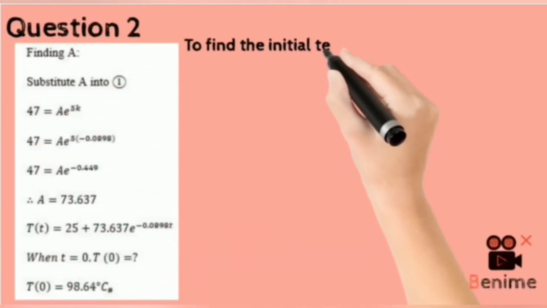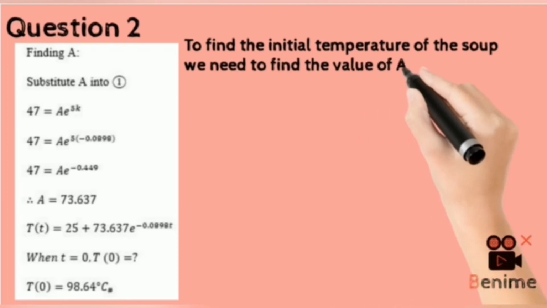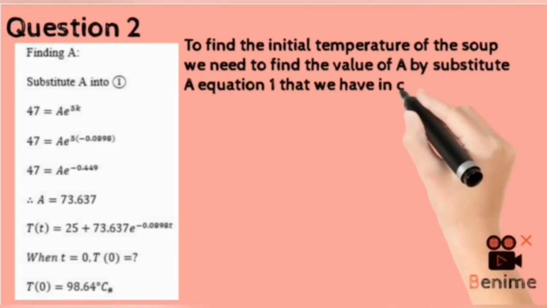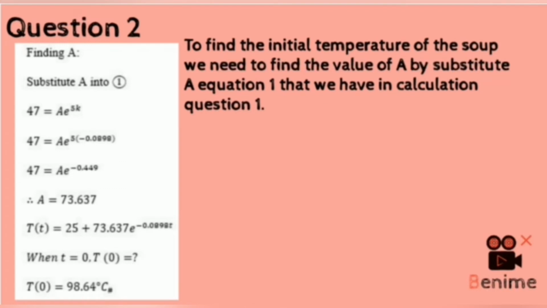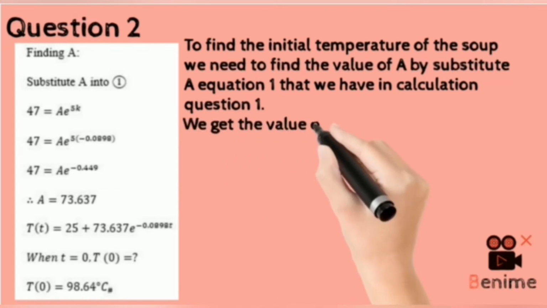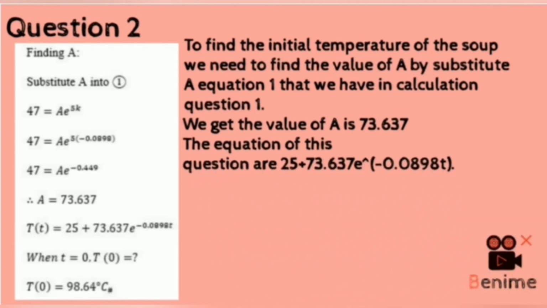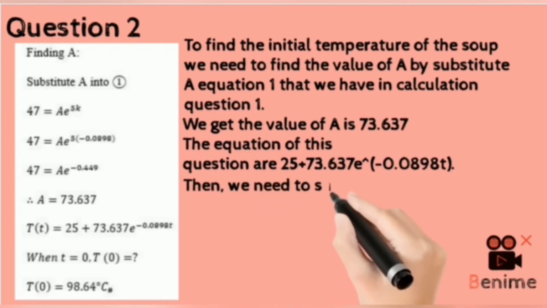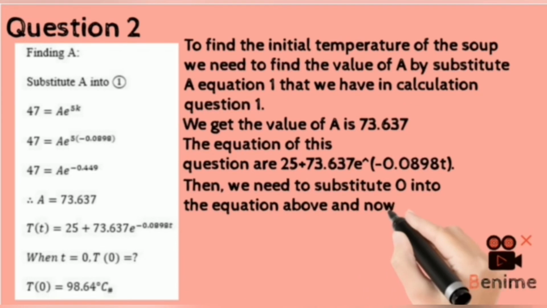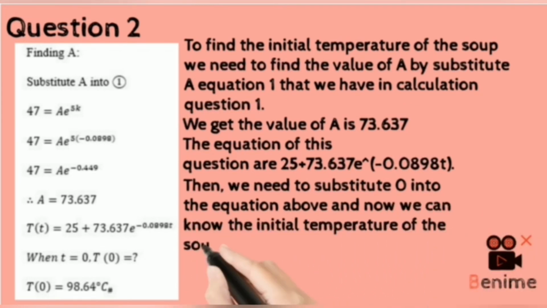To find the initial temperature of the soup, we need to find the value of A by substituting into equation 1 that we have in the calculation for question 1. So we got the value of A is 73.637. The equation for this question is 25 plus 73.637 e to the power of negative 0.0898 t. Then we substitute 0 into the equation, and now we know the initial temperature of the soup is 98.64 degrees Celsius.